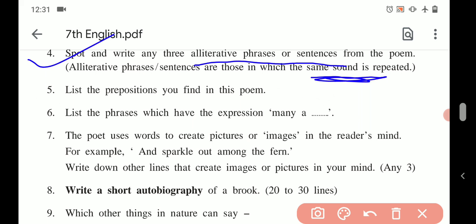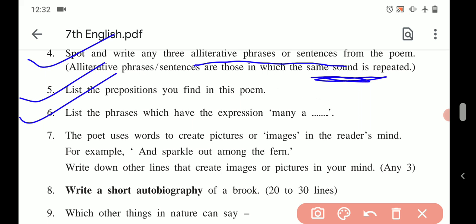I sleep, I slide, I gloom, I glance. Here sleep, slide, the sound of s is repeated. Gloom, glance, the sound of g is repeated. So it is an example of alliteration. Fifth, list the prepositions you find in this poem. Prepositions are one of the parts of speech which are used to express time, place or relation of a noun to other parts of a sentence. For example, from, of, among, etc. You have to find all of them from this poem.